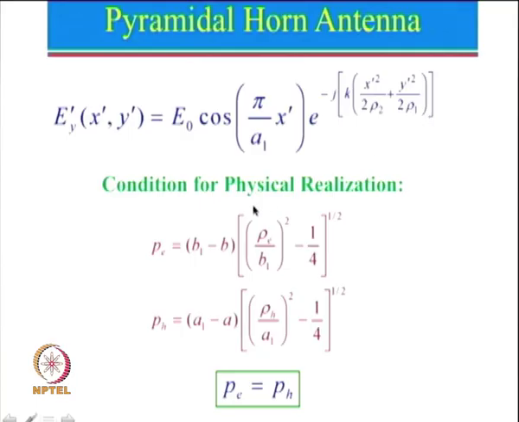And then comes the next part, condition for physical realization. In fact, there is only one condition, even though you see here 3 equations. The actual condition is that PE should be equal to PH, where PE is given by this and PH is given by this expression here. So, let us see what these things are.